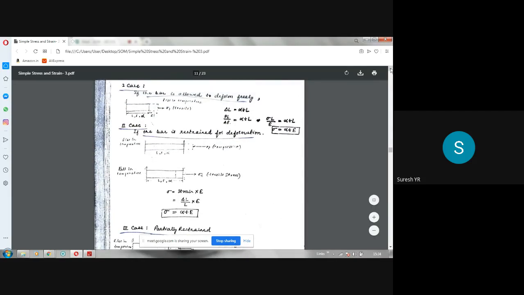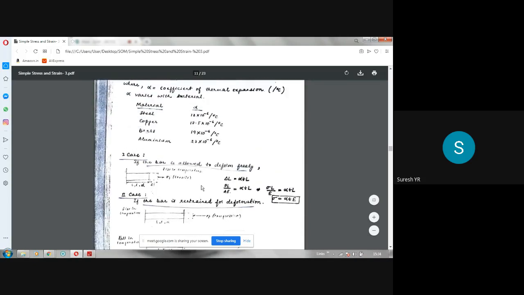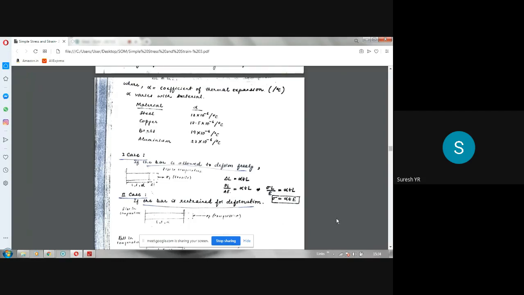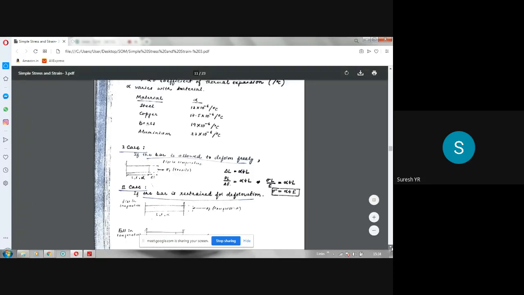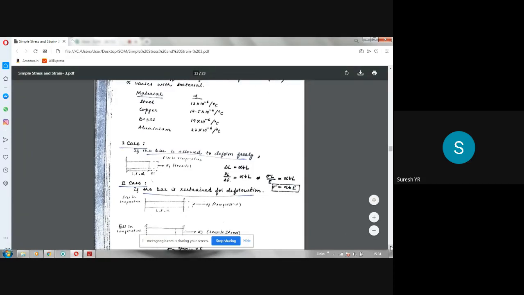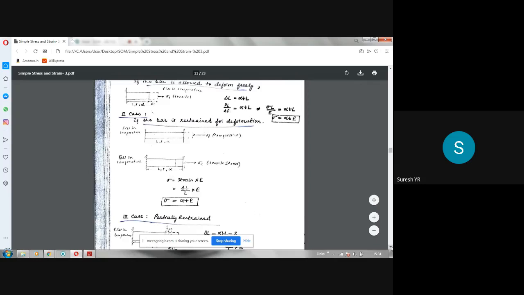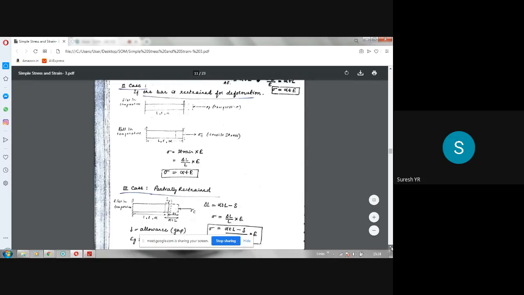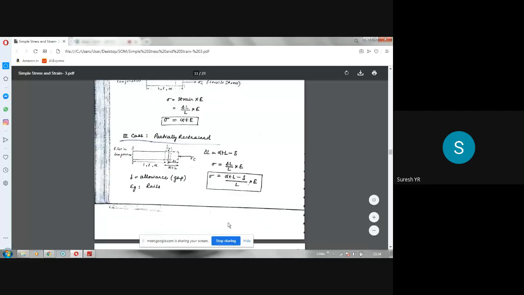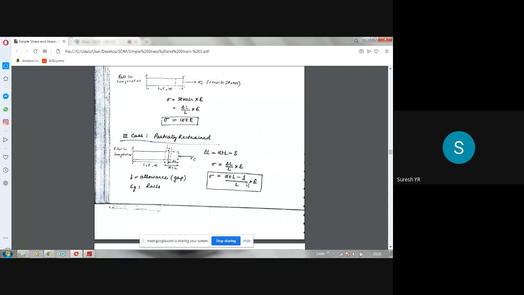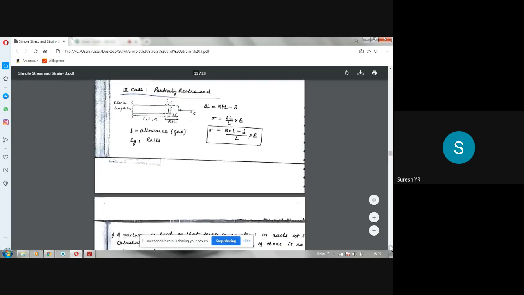First one is free expansion. When the body is allowed to expand freely or contract freely, the stress, whether it is tensile or compressive, is given by alpha TL. Next, alpha TE: when the bar is restrained at both the ends, then also it is alpha TE, but the opposite nature of stress will develop. When it is partially restrained, the expression is (alpha TL minus delta) by L into E. So you have to remember these three formulae when you are doing a problem. Okay, this is about the temperature stress in simple bars.